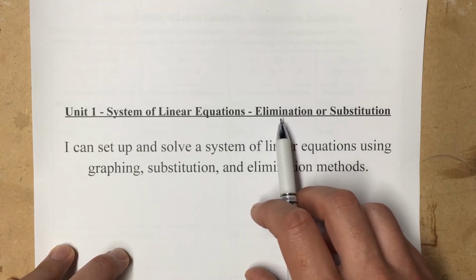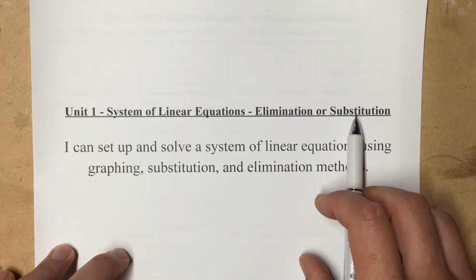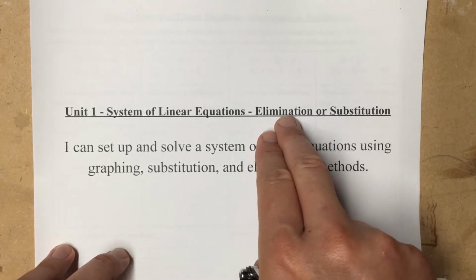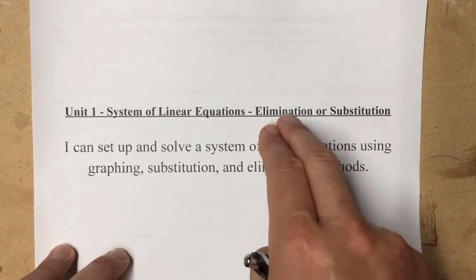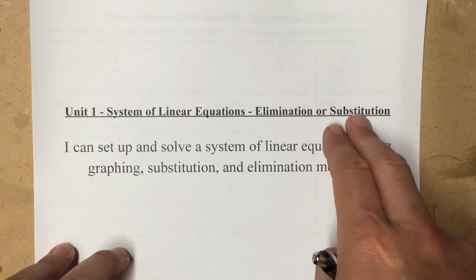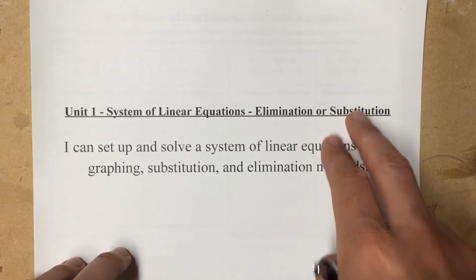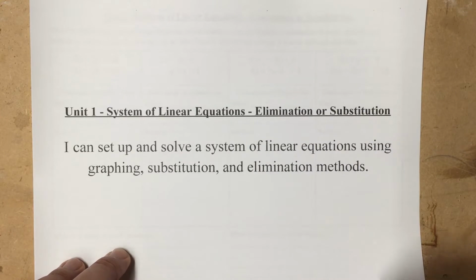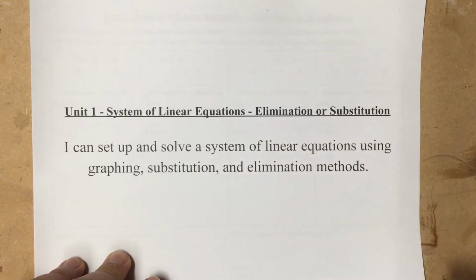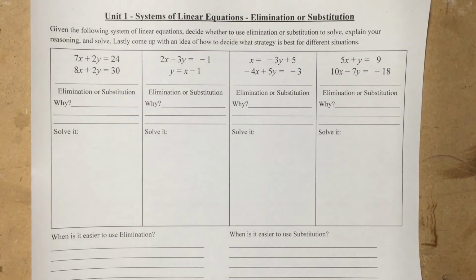using elimination or substitution. So sometimes you get a system of equations and elimination is super easy and you do it that way and you're done quicker. And sometimes it's easier to just use substitution. So I'm not dealing with graphing in this one because you could do that with any system of equations, but just going over these two strategies and when to choose which one. So let's take a look.